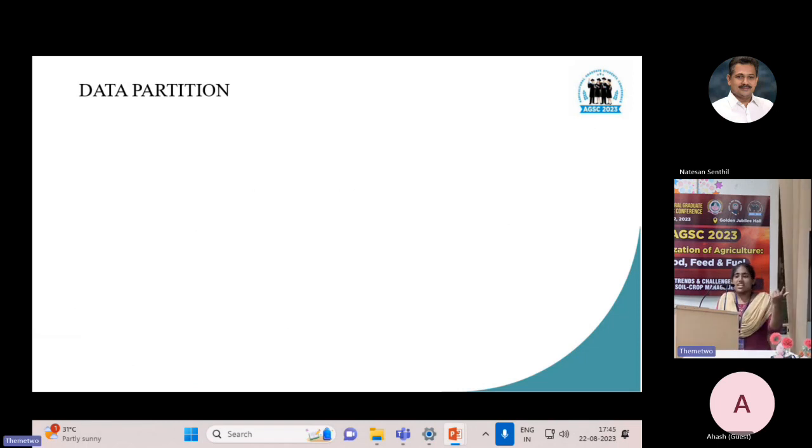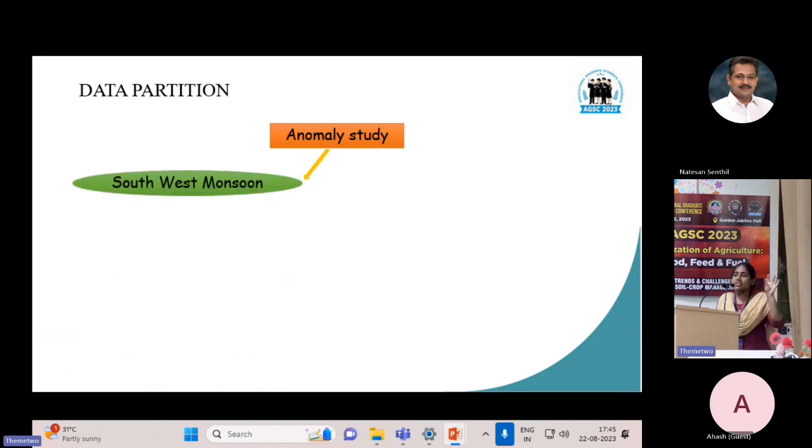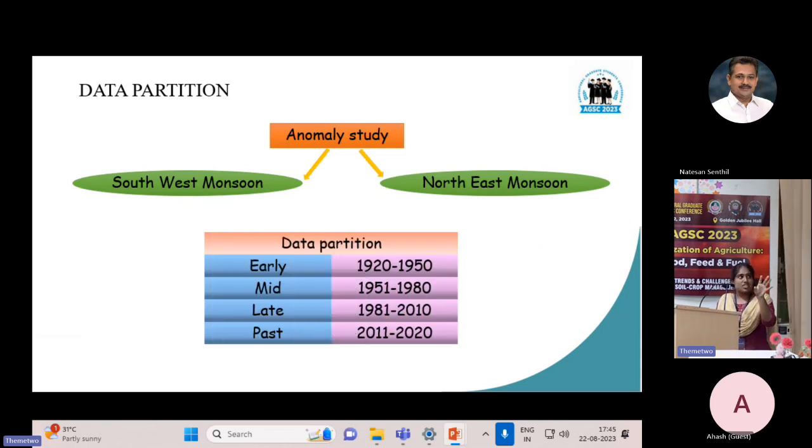In this study, we have done an anomaly study of the southwest monsoon and the northeast monsoon. The southwest monsoon comes in the June to September period and the northeast monsoon in October to December. We have taken the data sets for the period 1922 to 2020, which is a century of 100 years of data. We have divided the data into 30-year data sets as early, mid and late, and the last one is the past decadal data.